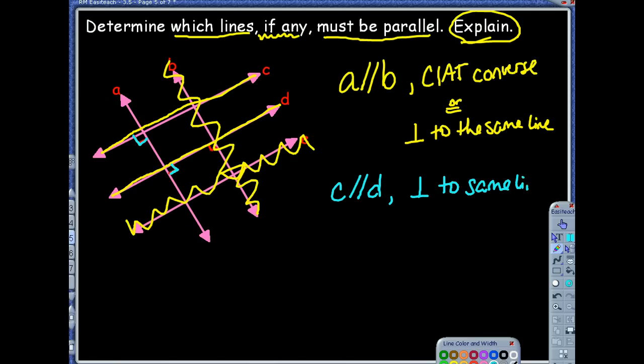Now, can I say, CAP? CAP, okay. I can't use CAP, or CAP converse, because there are no corresponding angles labeled there. Right, exactly. Now, could I have done maybe a linear pair and then done some corresponding angles, using that CAP converse? Yes, we could have. And that's fine. We don't need it because we know that they're perpendicular to the same line.